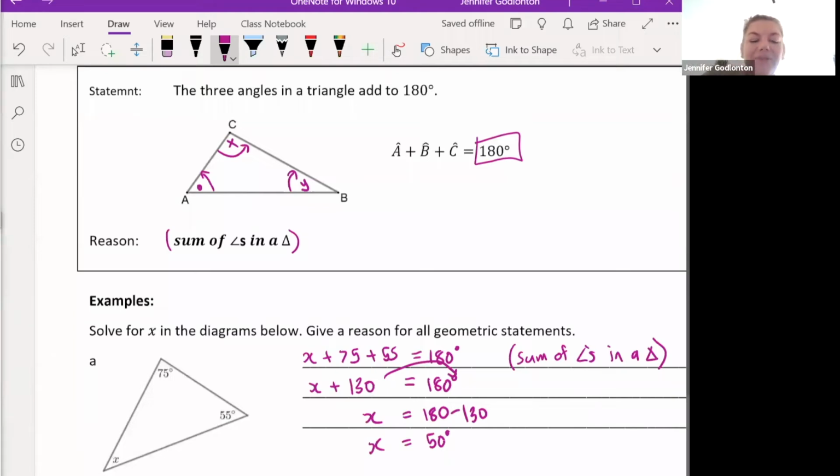Okay. And then if you're wanting to check if you are right or if you are wrong, we're going to put our 50 degrees in over there. Take your calculator, add all of these up. And if you don't get 180 degrees, you know you have made a mistake.